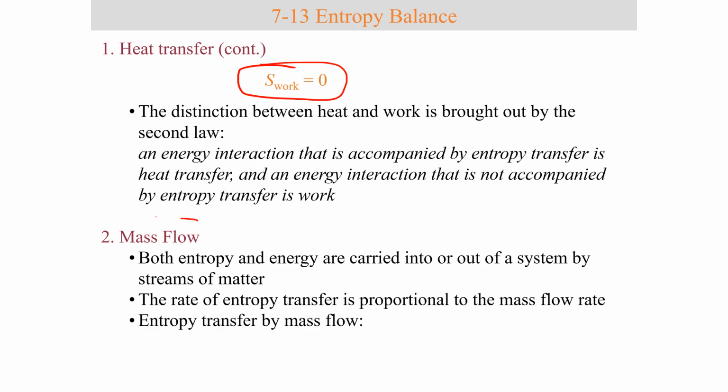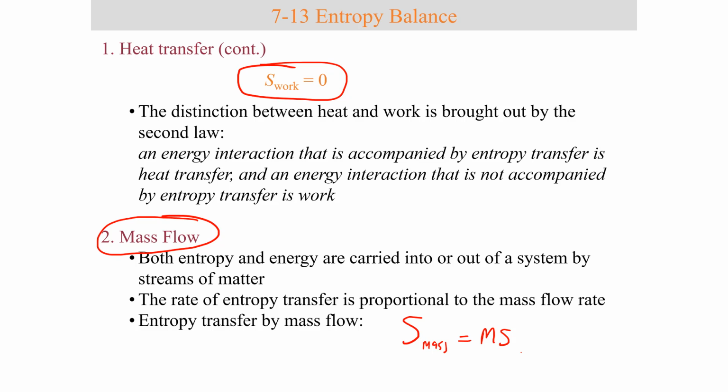The other way by which entropy can transfer is by mass flow. Both entropy and energy are carried into or out of a system by streams of matter, and the rate of entropy transfer is proportional to the mass flow rate. So the entropy transfer by mass can be quantified by the amount of mass across the boundary multiplied by that particular mass's entropy.